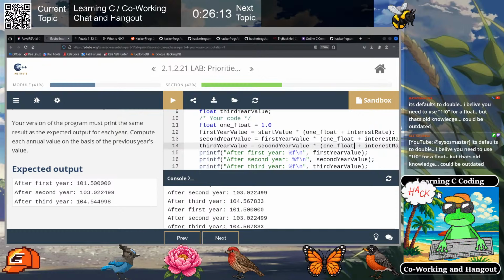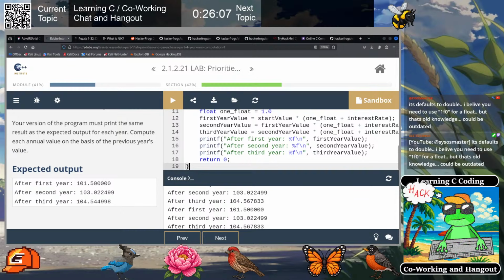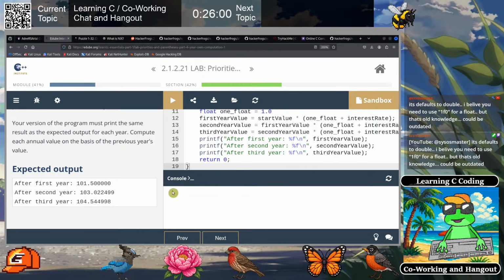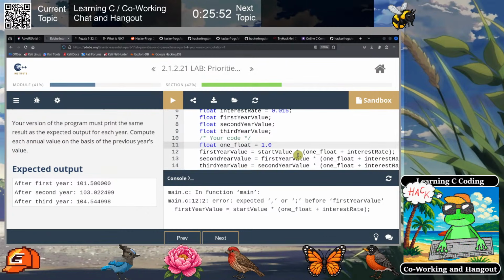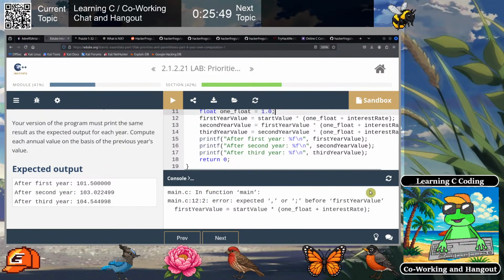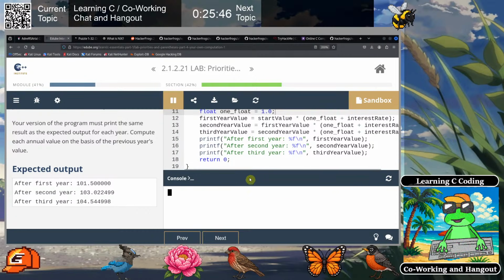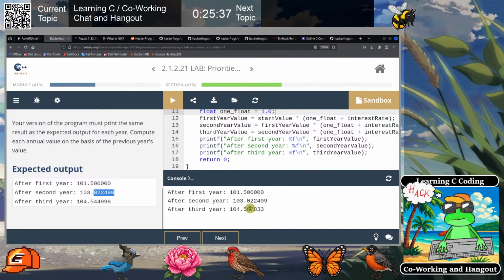It defaults to double. I believe you need to use 1F0 for a float, but that's old knowledge, could be outdated. Okay. Well, let's see. Can we reset this, and then we'll run the code. Oh, okay, I forgot to put my semicolon here. Nope, still don't have a matching number here. It's funny that it's accurate up until the second year, and then in the third year it deviates.